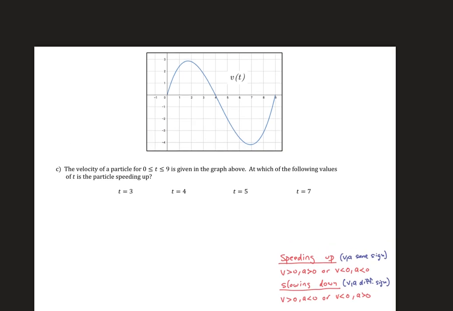So notice, this is a velocity graph, so anywhere above the t-axis, so this stretch up here, the velocity is positive, and this stretch down here, velocity is negative. Okay, but let's say we want to know when it's speeding up, we want to know where velocity is positive and the acceleration is positive. So notice, acceleration is the derivative of velocity, and the derivative of velocity is positive anytime velocity is increasing. So that means acceleration is positive anytime velocity is increasing. Okay.